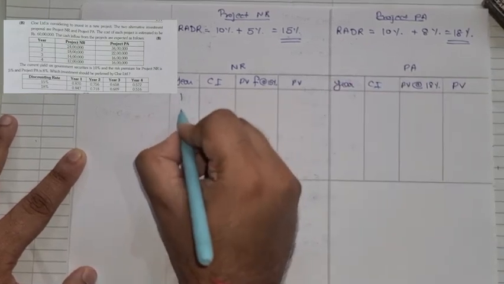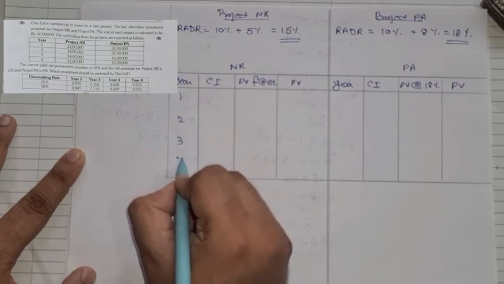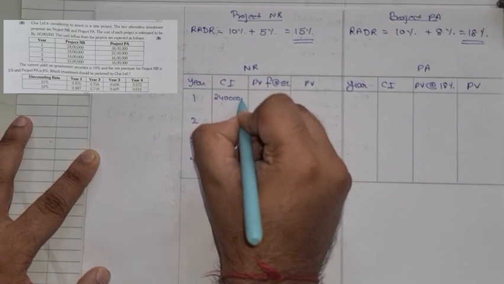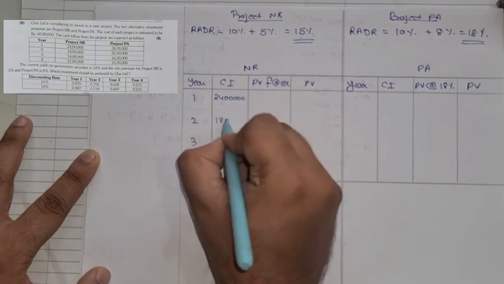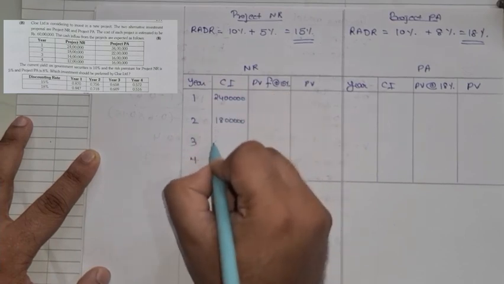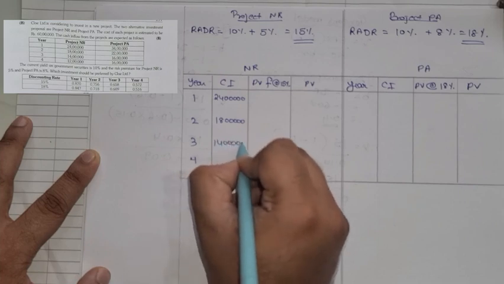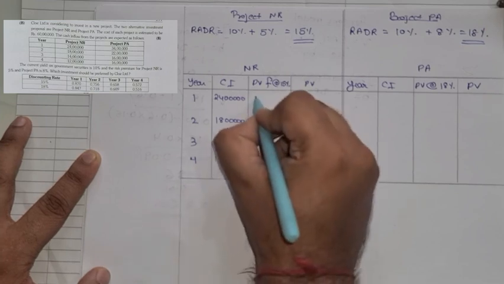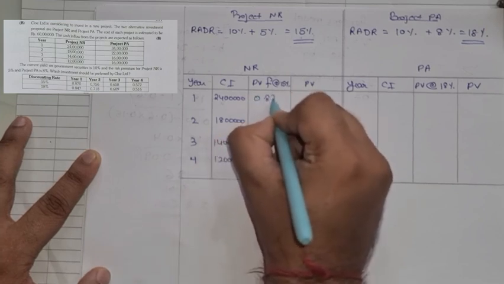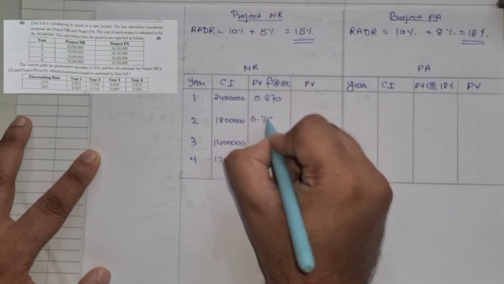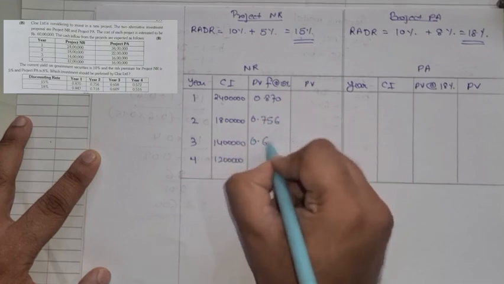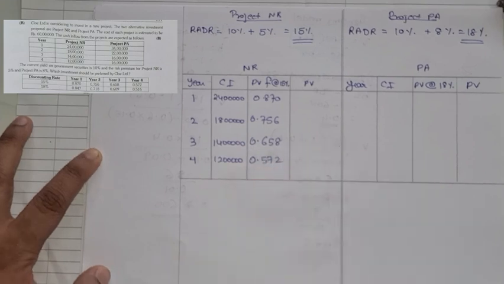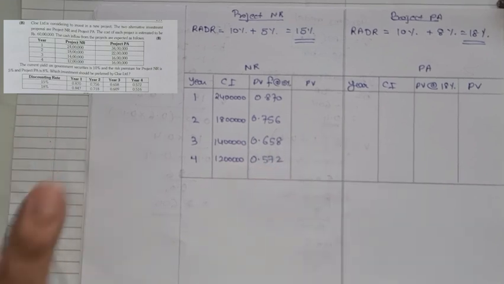Now there are 4 years, 1, 2, 3 and 4. Cash inflow is 24 lakhs, 18 lakhs, 14 lakhs and 12 lakhs. The PV factor is already given for 15%: 0.870, 0.756, 0.658 and 0.572. Now we will multiply in order to get those values.